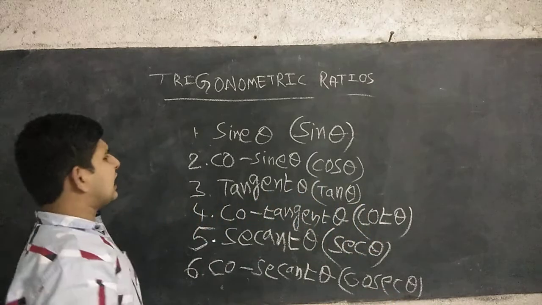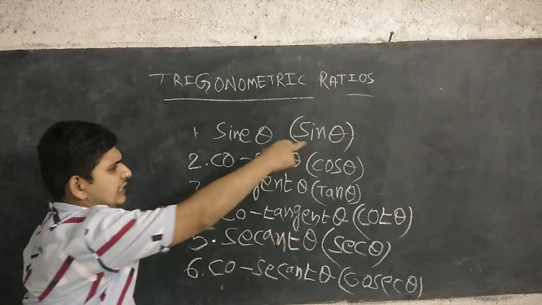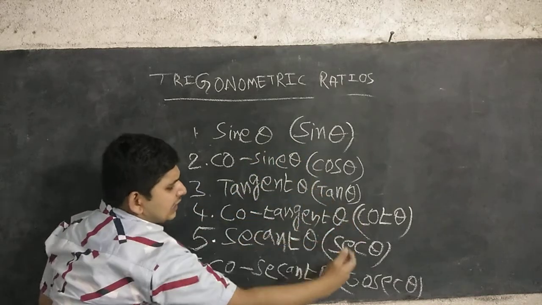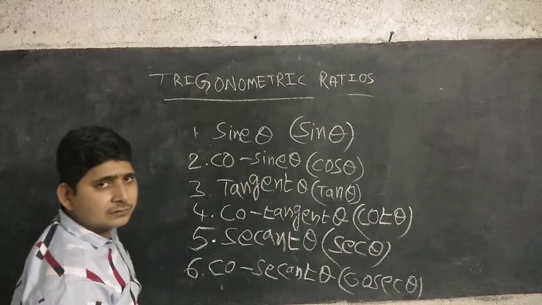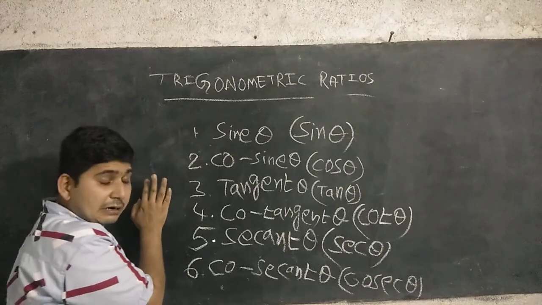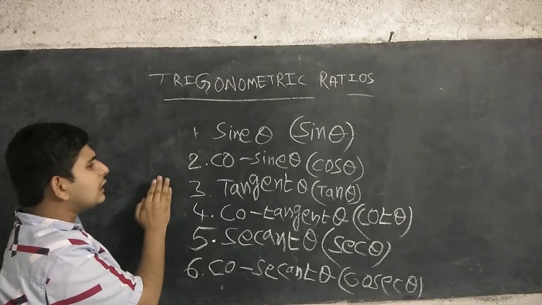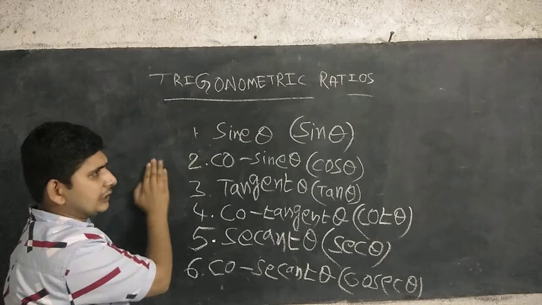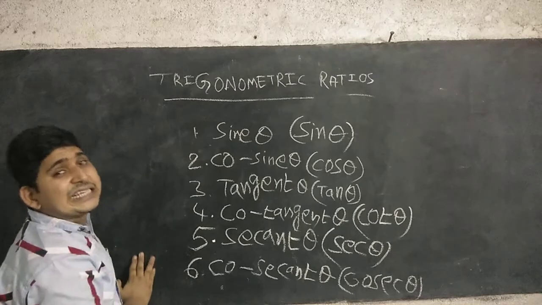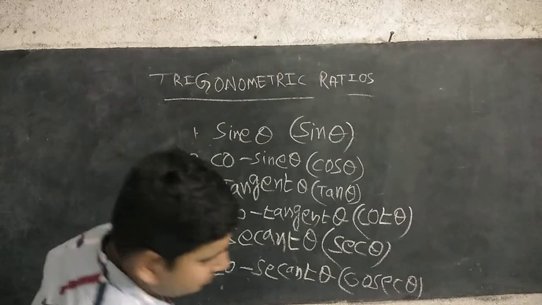So these are the 6 different trigonometric ratios: sin theta, cos theta, tan theta, cot theta, sec theta, cosec theta. Now we have to know the definition of these trigonometric ratios individually by using examples. Now we can discuss.